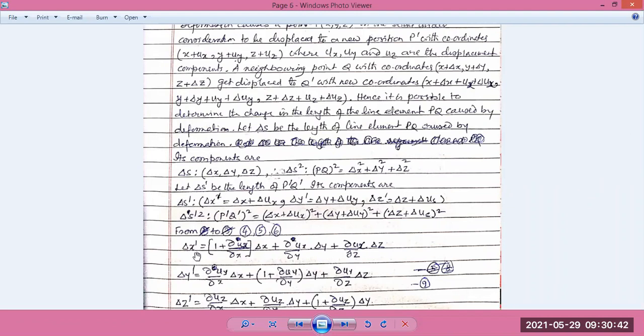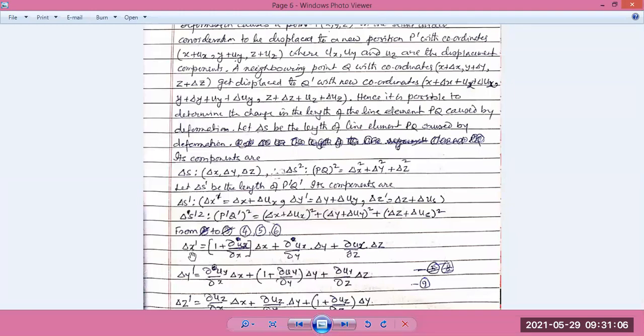What will happen here? Delta x square is equal to 1 plus dux plus dx, because already we have delta x here, delta x plus delta ux plus delta y, and there was no delta y or delta z here, so the equation remains as it is, like this.